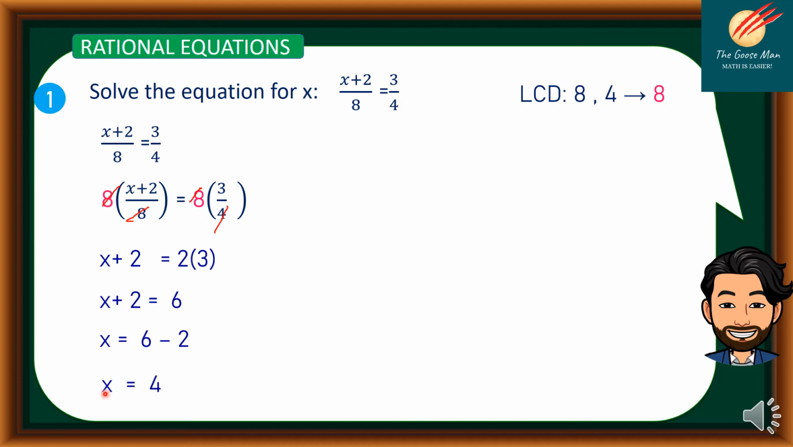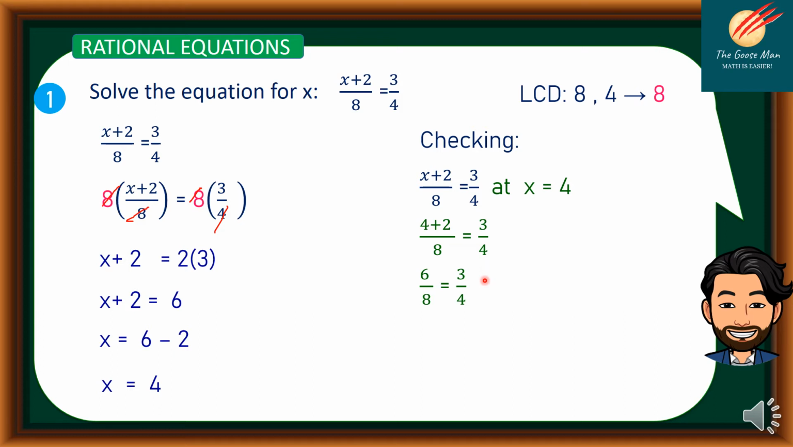Now let's check whether this value will make the equation true. The given expression is (x + 2)/8 = 3/4, and x is equal to 4. We will substitute. So (4 + 2)/8, is it equal to 3/4? So 6/8 is equal to 3/4. Take note that if we reduce 6/8 to lowest terms, it is the same as 3/4. So we can say that the solution set is {4}.